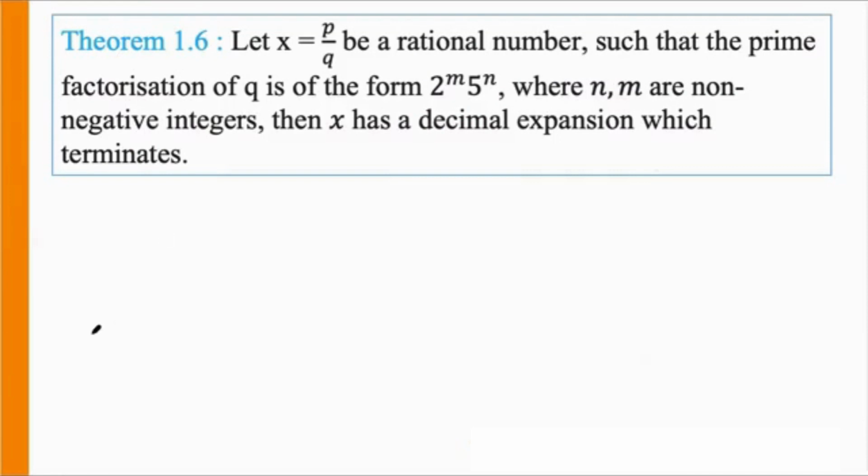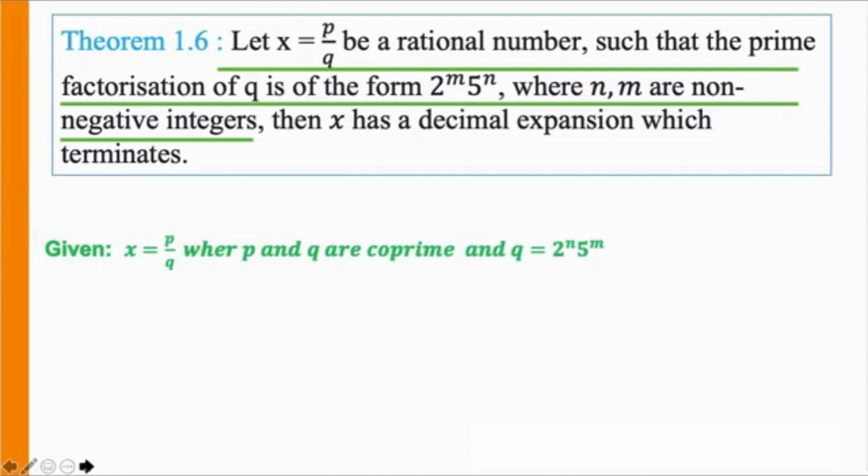Now, theorem 1.6 tells us the opposite. It's the converse of the previous theorem. Here it says let x be p by q, that means it's a rational number, such that prime factorization of q is of the form 2 raised to n, 5 raised to m. That means that q, we already know, has a prime factorization of this form, where n and m are non-negative integers. Now we need to conclude that x has a decimal expansion which terminates.